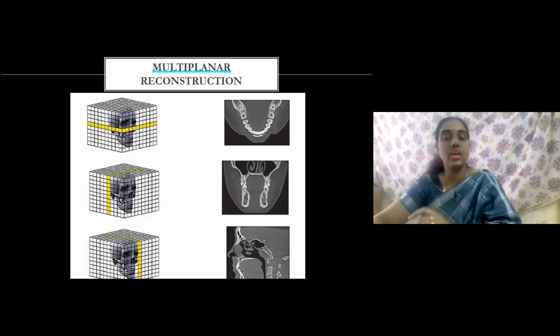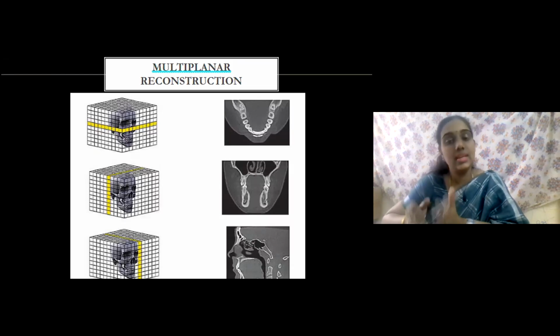The main difference between CT and CBCT is that in computed tomography, slicing is made first and then the images are put together. But in cone beam computed tomography, the raw data, the entire image, is formed first and then the slicing is made. So this is the difference between CT and CBCT.